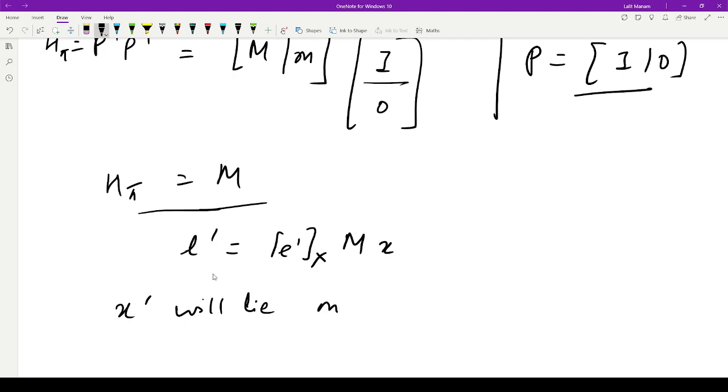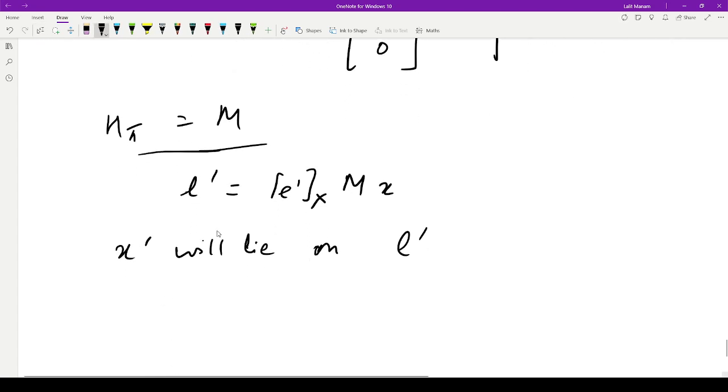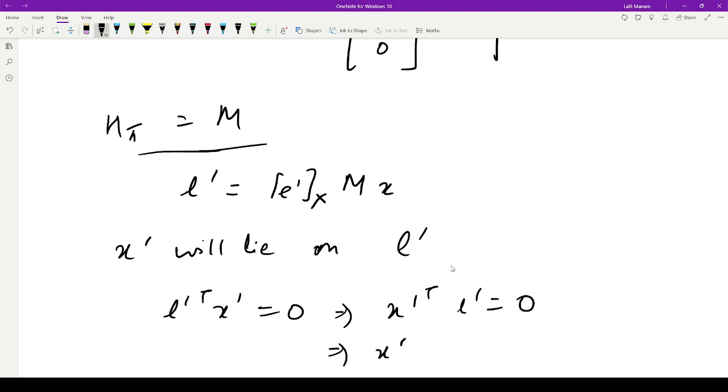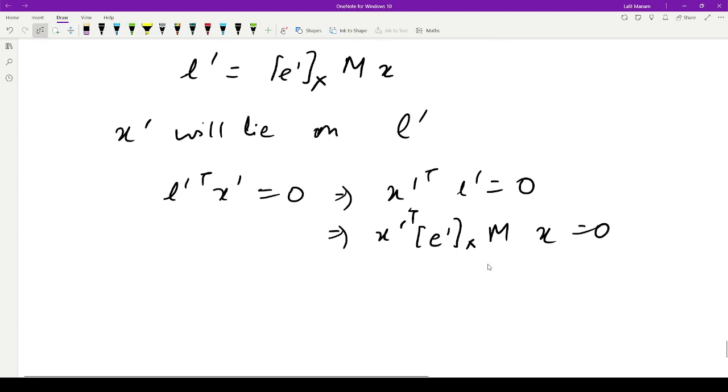With the point containment relationship as told in the class, X prime will lie on L prime. This will lead us to L prime transpose X prime is zero, or the way it's written in the class, in general it's written like this. We just replace L prime with E prime cross MX. This is X prime transpose E prime cross M into X is zero. So this is how I get the fundamental matrix F. So it's just a 2 minute derivation, not a big deal. It is E prime cross M.